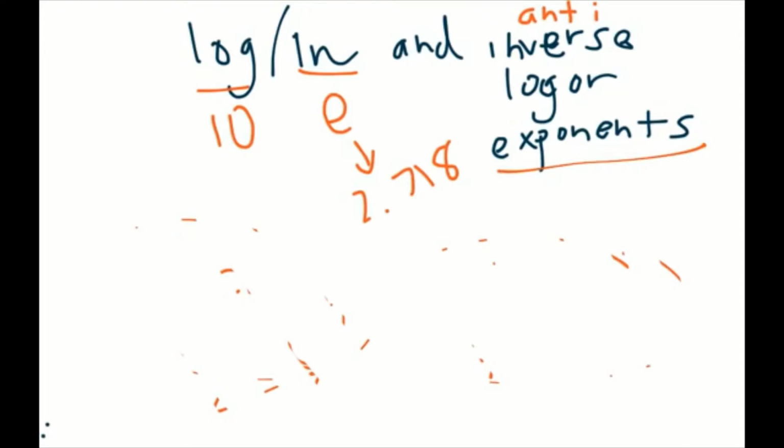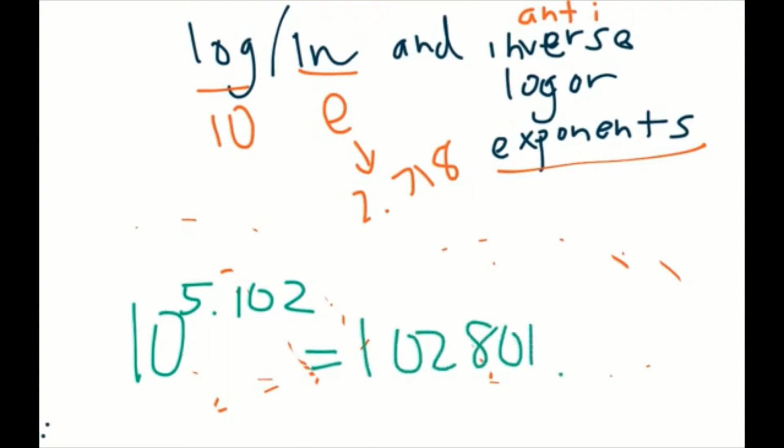So count the number of decimal places in the original number, or the number we are going to take the antilog of. The antilog of that number, aka 10 to the number, has that many sig figs. So let's just take an example. What is 10 to the 5.102? Well, your calculator will tell you 102,801.6298. Now, we don't want this because we need 3 significant figures in our answer, because this number right here has 3 decimal places, so our answer has to have 3 sig figs.